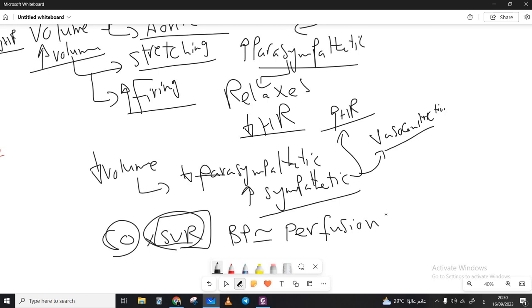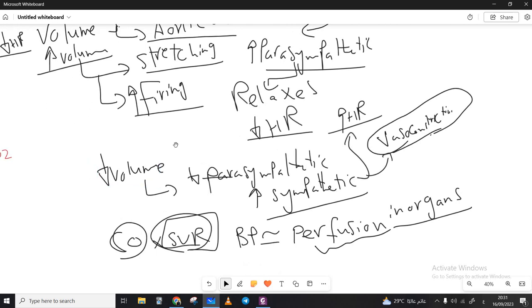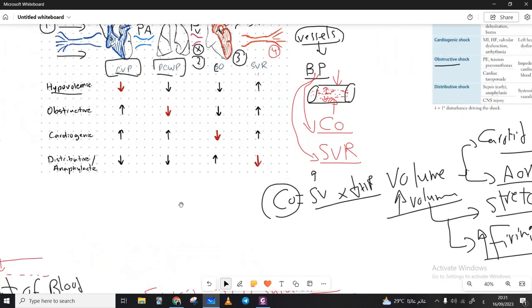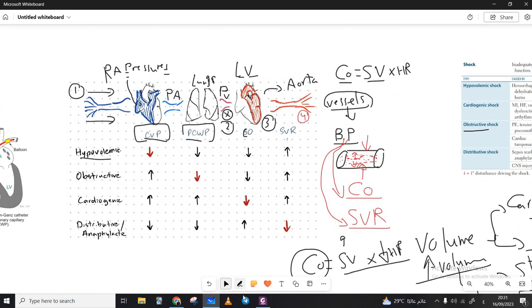This is very, very important. Perfusion in organs, because we're trying to save organs. And we save them by causing some vasoconstriction to keep the pressure back up. It's important to perfuse organs well. This is very, very crucial, it will help us a lot. So let's get back and see what happens here.